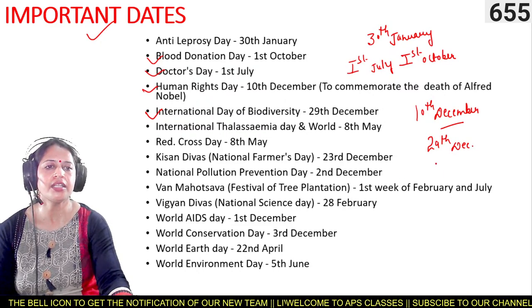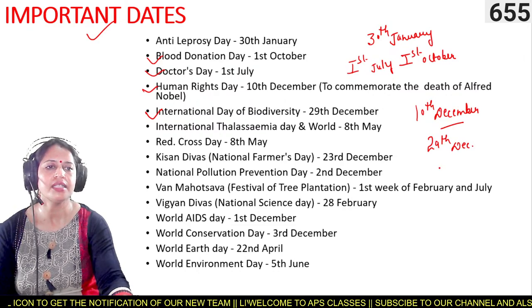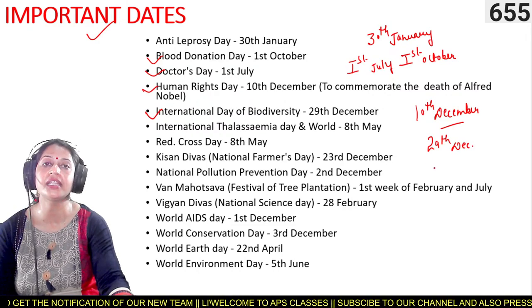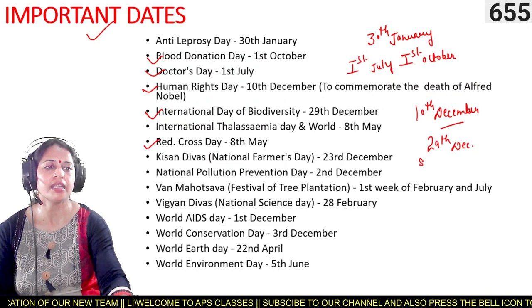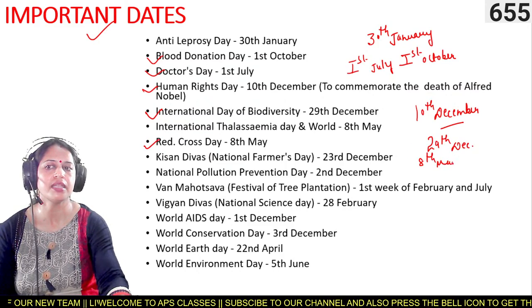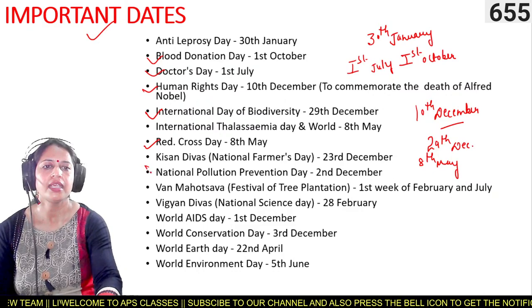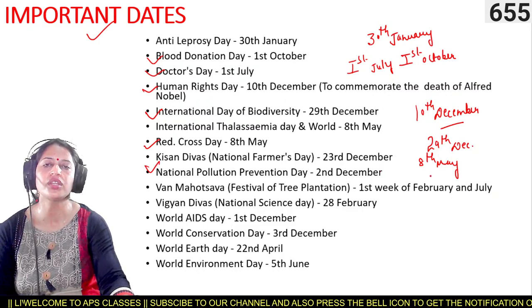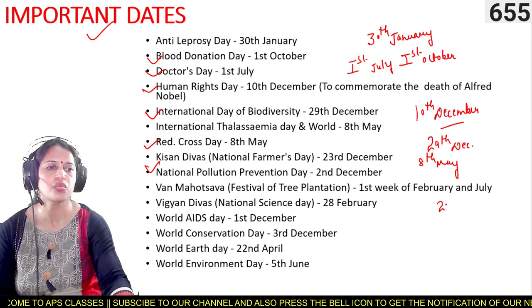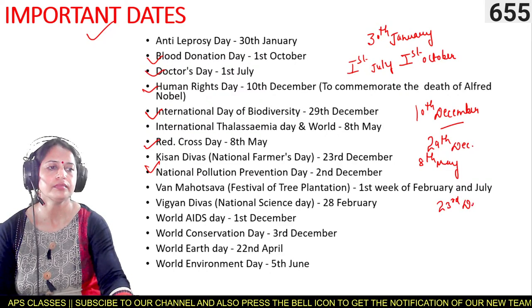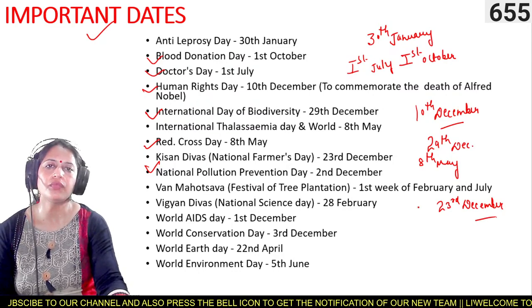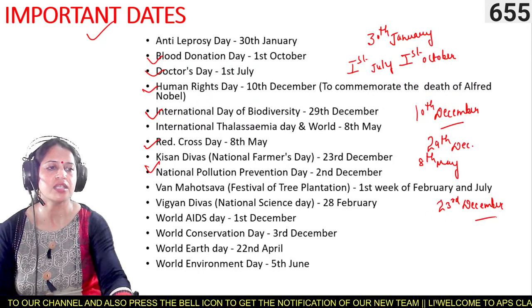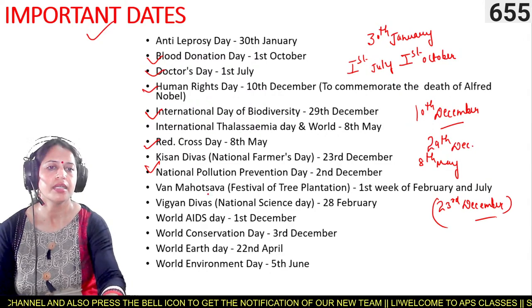Next is International Thalassemia Day and World Red Cross Day, that is 8th May. Kisan Divas, National Farmers Day, that is 23rd December.